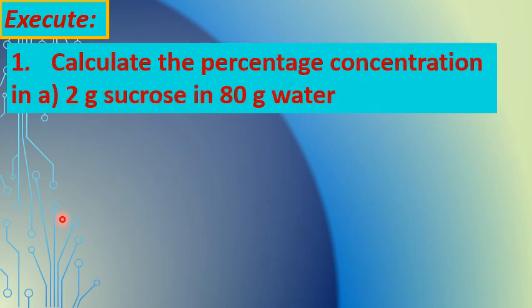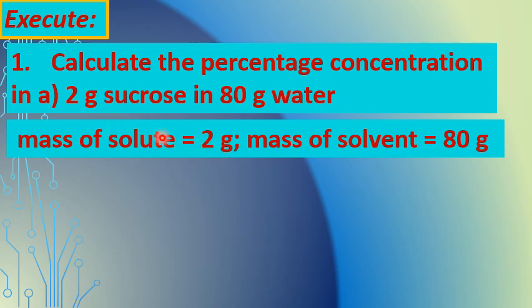Moving on to our answers to the given questions, starting with question number 1, letter A. Calculate the percentage concentration in 2 grams sucrose dissolved in 80 grams water. So, we are given the mass of the solute and the mass of the solvent: 2 grams of sucrose, or table sugar, and 80 grams of water. Those are the given data.